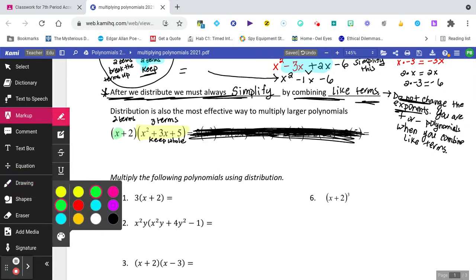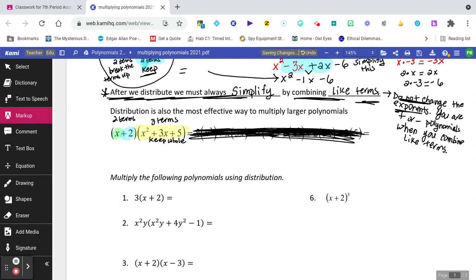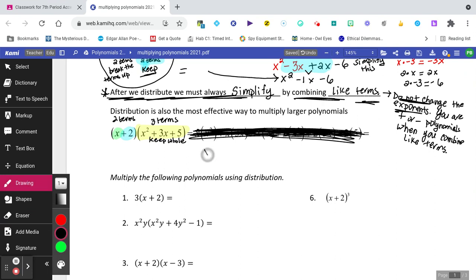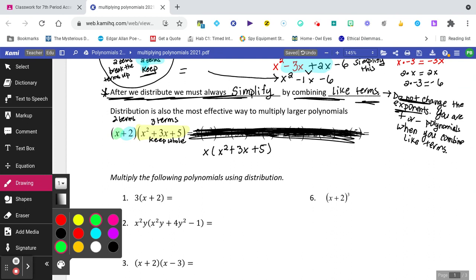So I'm going to break it up into x times what I'm keeping whole and positive 2 times what I'm keeping whole. So we're going to end up with x times x squared plus 3x plus 5. And then I'm going to take the plus 2 and multiply by what I'm keeping whole, which is x squared plus 3x plus 5. Okay?